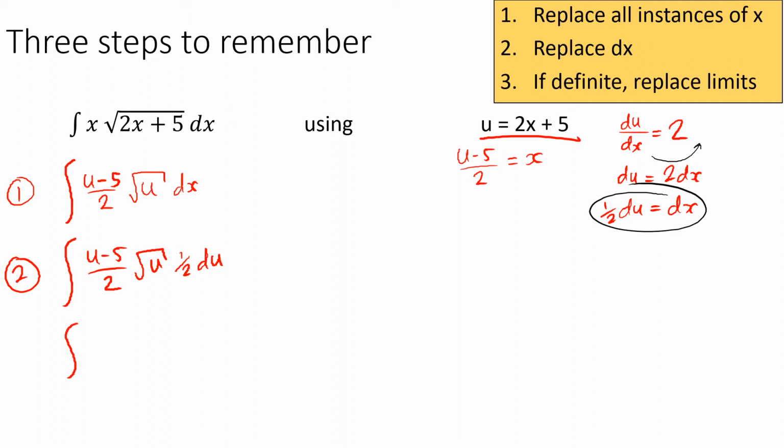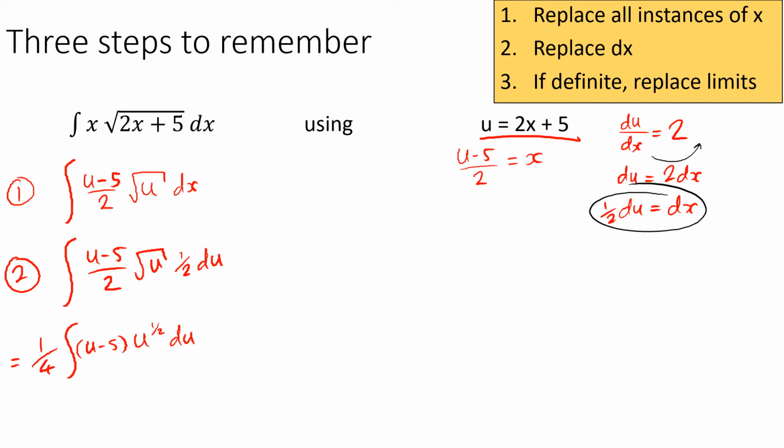This is almost at a point where we can do something with it, so we just need to sensibly rearrange it now. Something we can do is take out a factor of a quarter. We've got u minus 5 over 2, and we've got a half, and those two multiplied together would give us a quarter, so let's stick that at the front. And then we also want to swap out the square root of u. We want to make that a power, so we'll make that a u to the half. And then we still have our du.